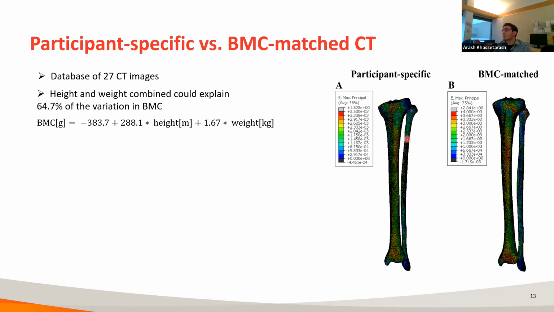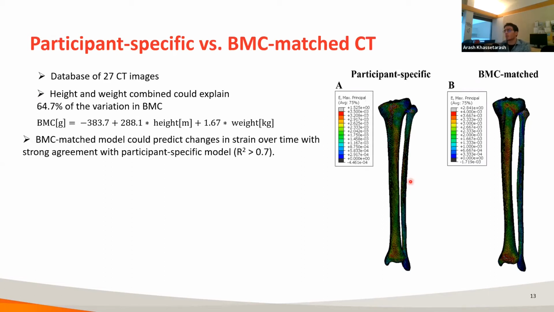So we created a series of FE models using the CT images from our participants, called participant-specific models. Then we also created a series of FE models using the matched CTs. As you can see, there are subtle differences in geometry and material properties between the 2 models, but the overall distribution of the strains is quite the same. The absolute magnitudes of strains were different between the 2 approaches, but the changes in strain over time, which is what we cared about in the study, were in strong agreement with the participant-specific model.